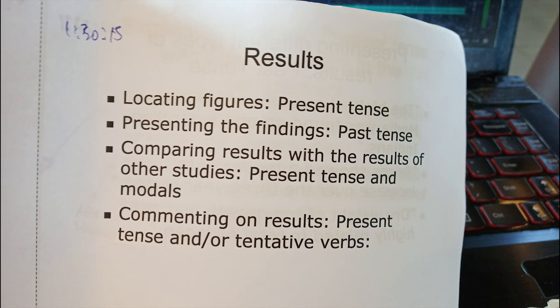When you are presenting the findings, it will be past tense. When you're comparing your findings to other people's findings, you will say may, might, could, because you're guessing a little bit here. And when you're commenting on your findings, you will say may, might, could, because it's not a fact, it's your opinion. Let me show you an example.